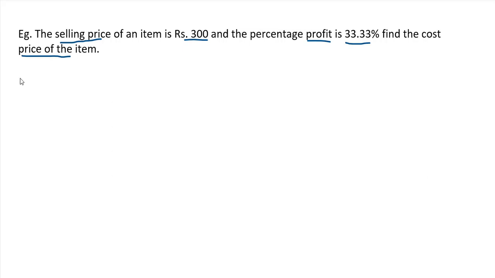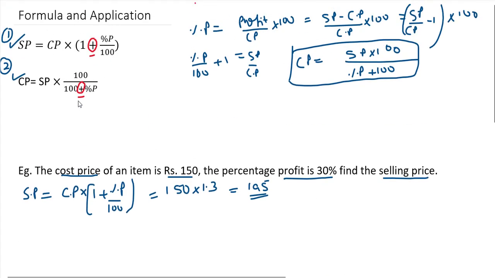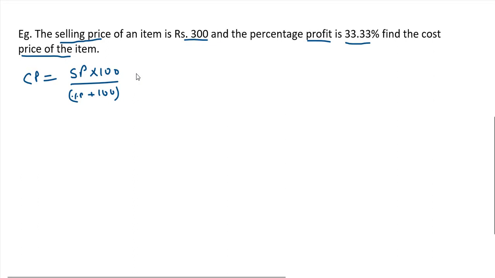So let us first solve with the standard basic procedure using the formula. From the formula, as we know, the cost price is given by selling price into 100 upon percentage profit plus 100. So this is the formula that we have derived above. This is the same formula. So we will substitute the values. Selling price is given to be 300 rupees. We multiply this by 100, and percentage profit is given to be 33.33%.